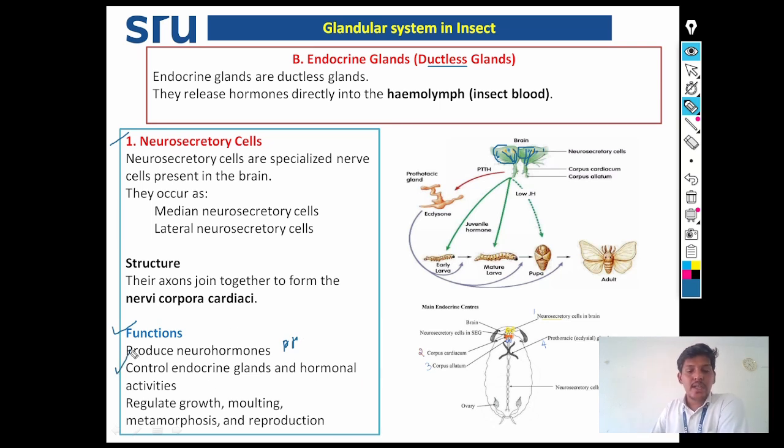They control other endocrine glands and hormonal activities in insects. Neurosecretory cell secretion controls other endocrine glands and also controls hormonal activities in insects. They regulate growth, molting, metamorphosis and reproduction in insects.